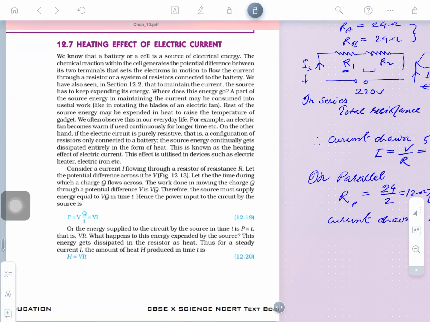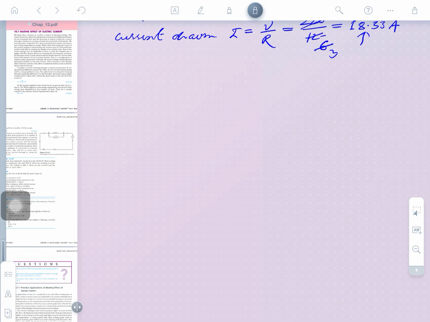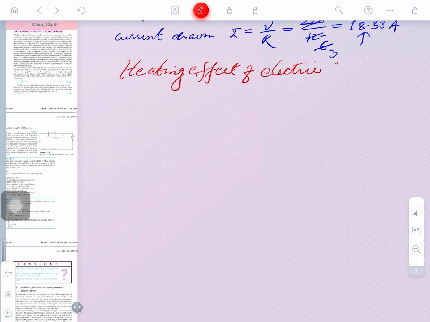What is called the heating effect of electric current? So we can understand the heating effect of electric current by a simple activity. Please put the title: heating effect of electric current. What is called the heating effect of electric current?